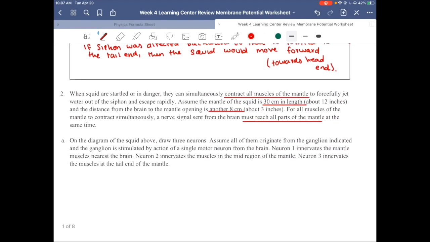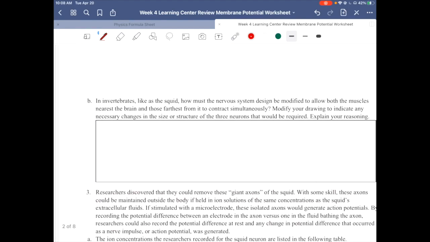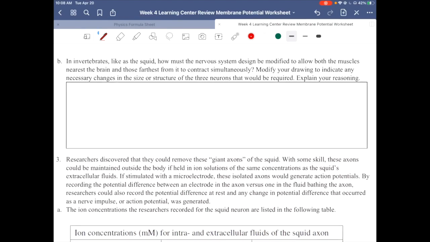All right, let's look at the next question. It says in invertebrates, such as the squid, how must the nervous system design be modified to allow both muscles nearest the brain and those farthest from the brain to contract simultaneously? As you might have learned in class, the vertebrate nervous system has myelinated nerves, and one big difference between vertebrates and invertebrates is that invertebrates do not have myelinated nerves.